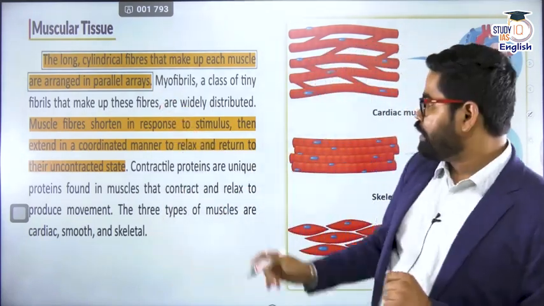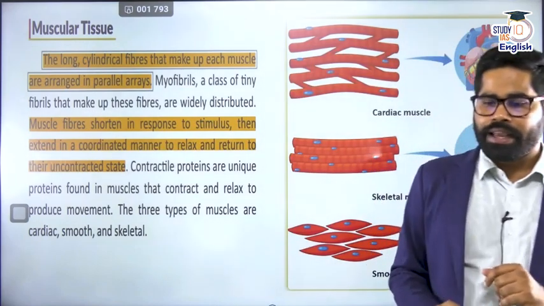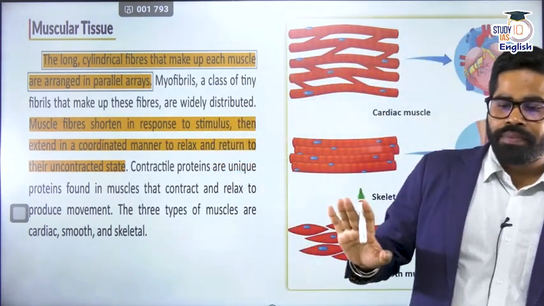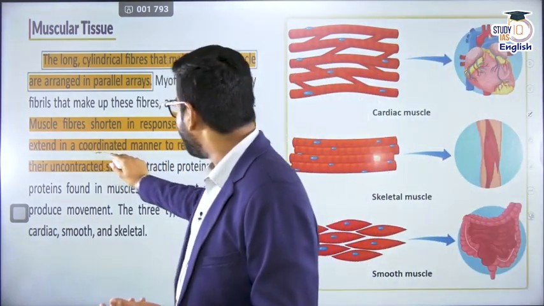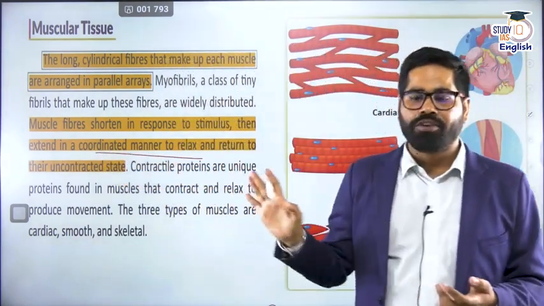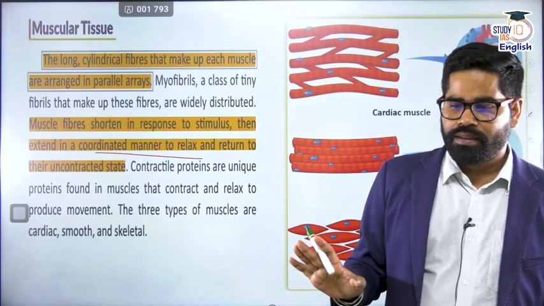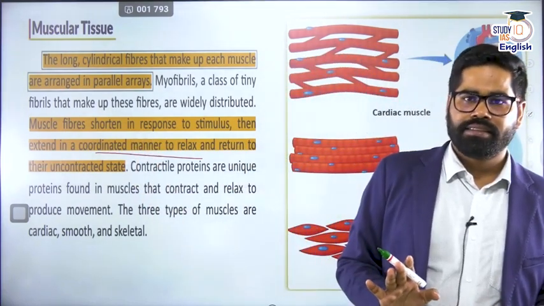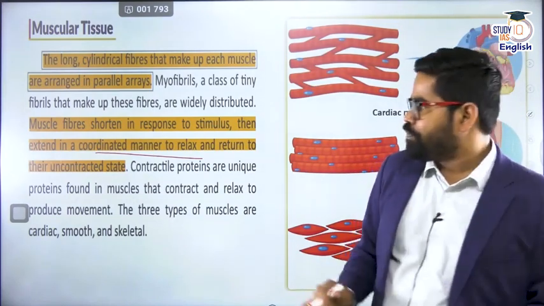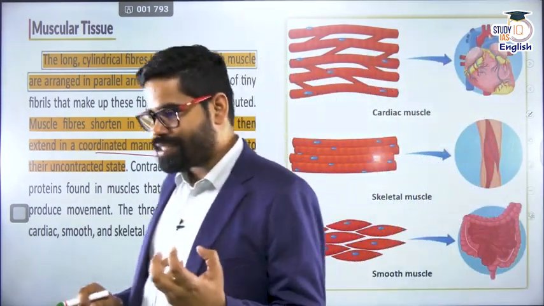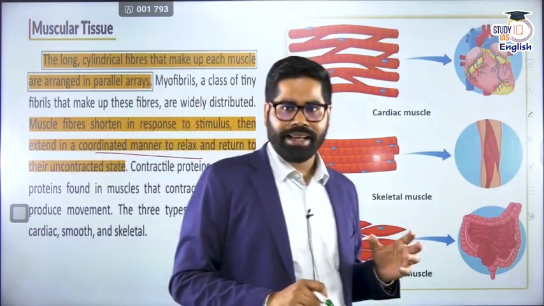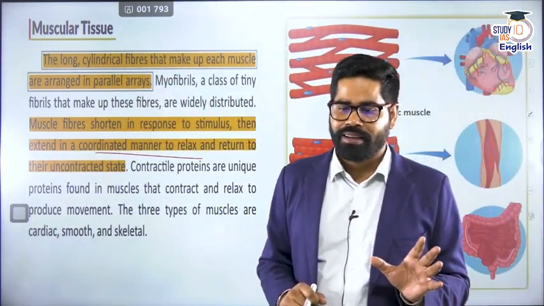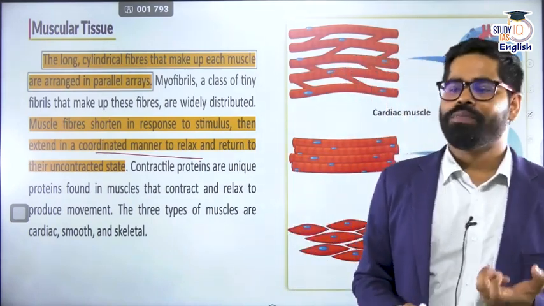Now, they shorten in response to a stimulus. Then they extend in a coordinated manner to relax and contract, and then return to the uncontracted state. Basically the muscles are helping us in the movement of the body. They are responsible for the movement of the body.